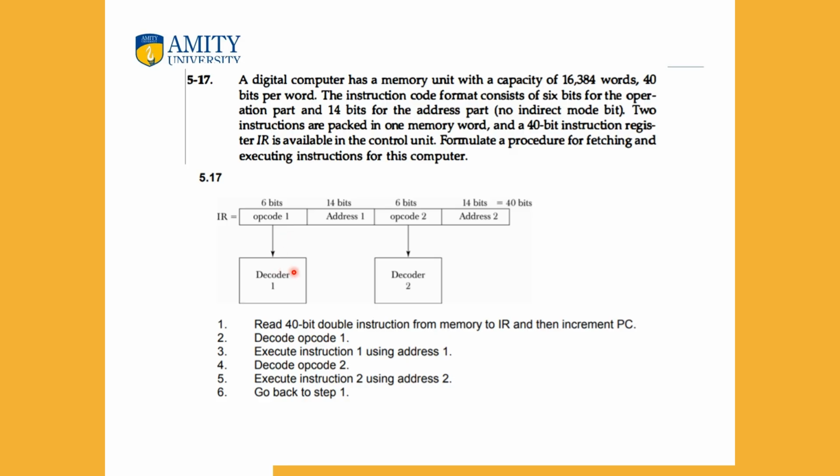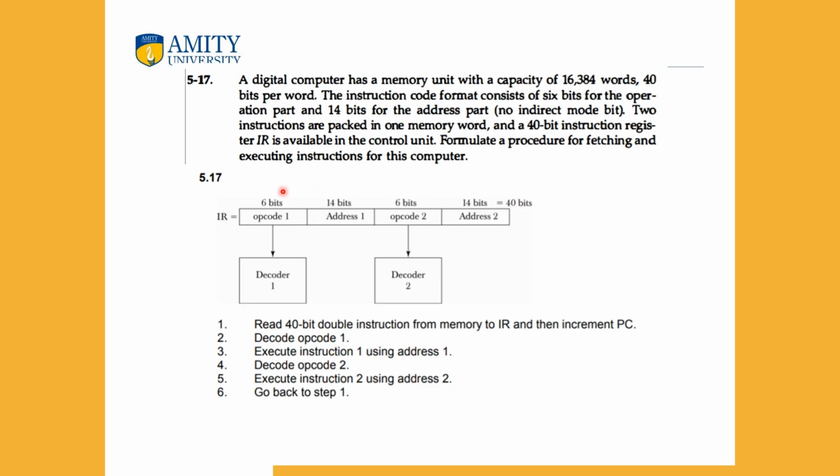As we remember from the diagram we studied earlier in the lecture, the OP code is the code for selecting one of the multiple different operations that the system has. So both of the OP codes will be connected to different decoders, and our procedure for fetching and executing instruction will be as follows. First, the system will read the 40-bit double instruction from memory and store it to IR, and then the program counter will be incremented. You have to increment the program counter so that it points to the next instruction.